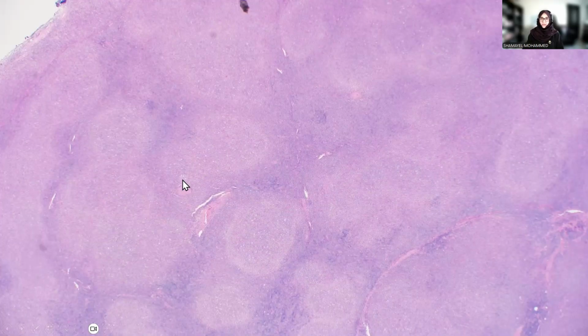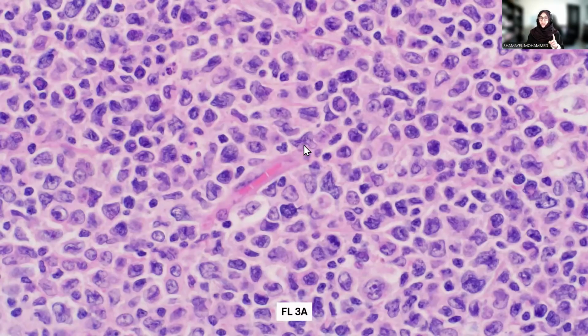Again, you have this follicular pattern, but now it is lighter. Once it is lighter or more pink, that means you have more cytoplasm in the cells. So let's see what kind of cells they are. Now, if you compare this morphology to the one I just showed you, these are larger cells. They have vesicular chromatin, they have prominent nucleoli for sure, and they have a moderate amount of cytoplasm. In the background, you have scattered rare centrocytes.